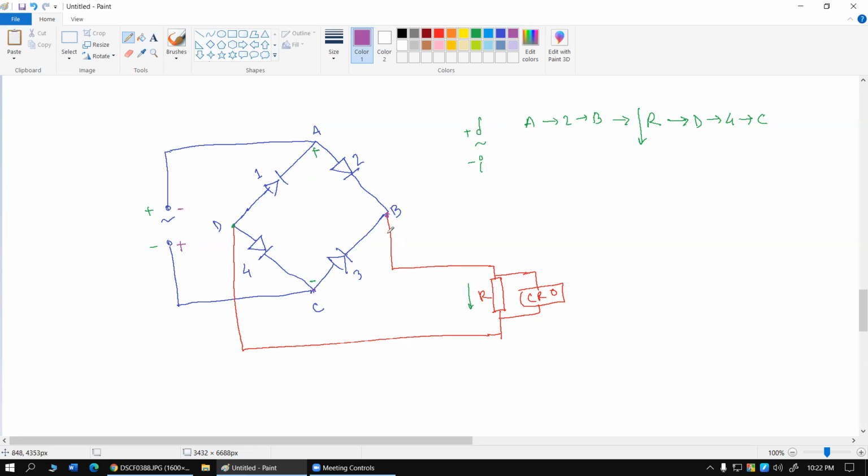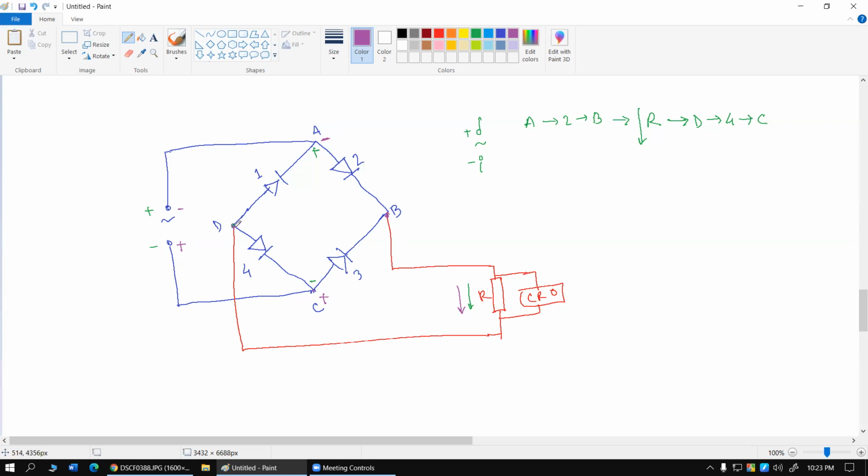As it reaches point B, it will go downwards to the right and flow through the R resistance downwards. So I'm aiming this arrow downwards. It's going to flow through the R resistance downwards and flow through here and eventually reach point D.